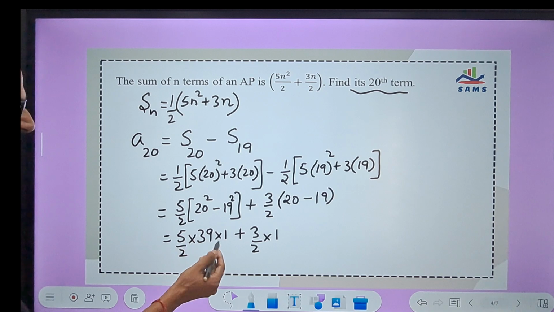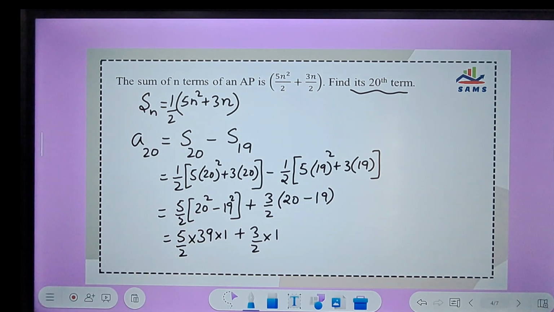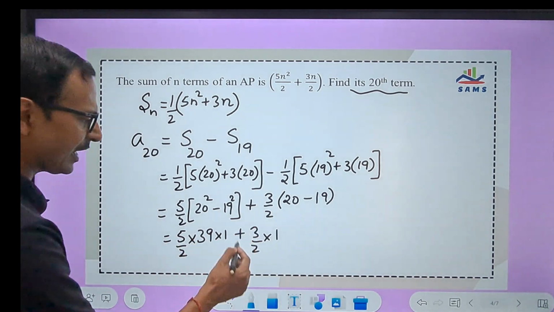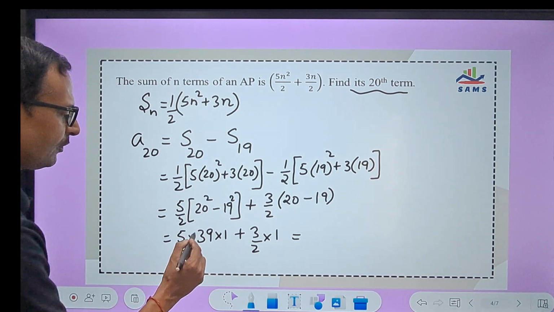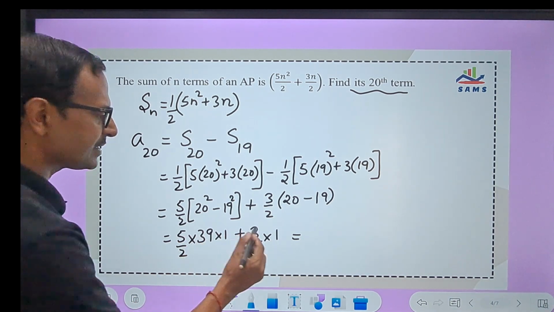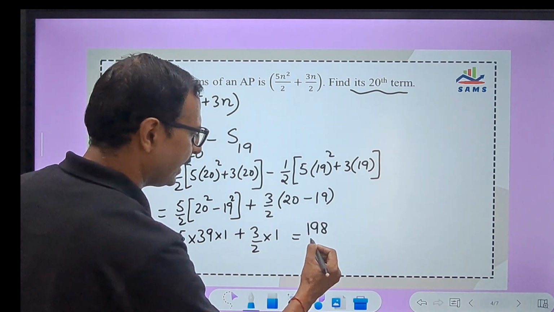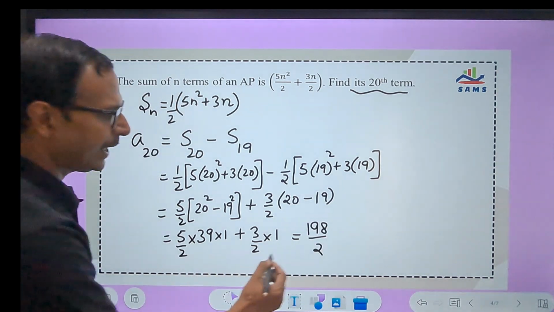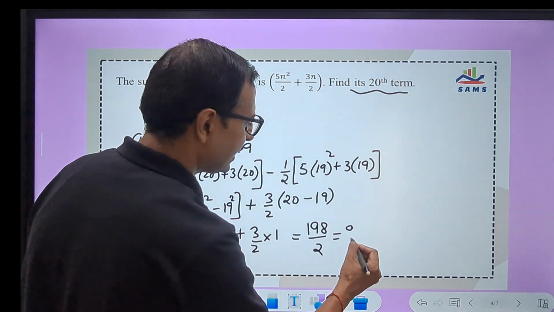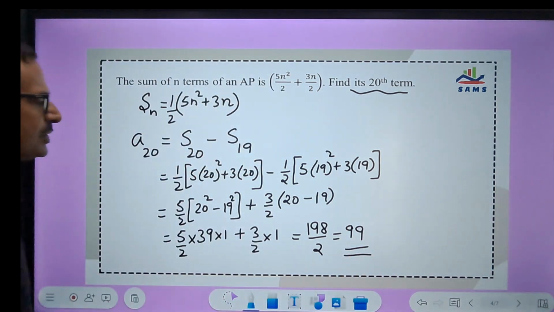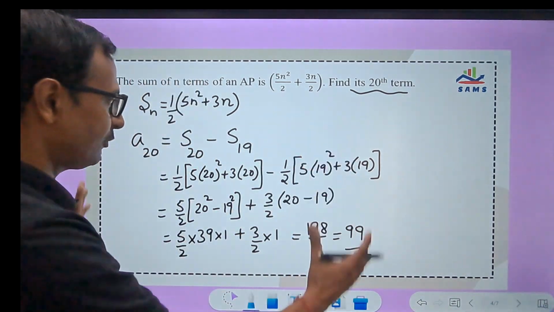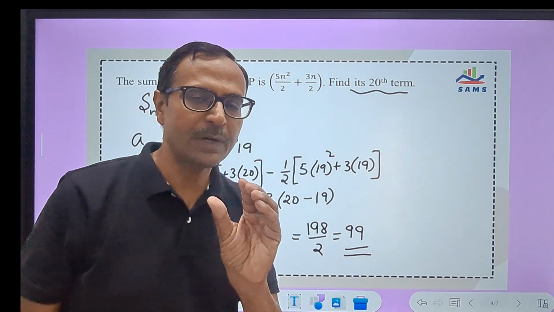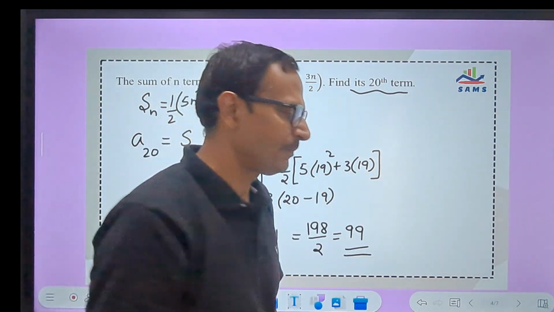So what is this calculation? I think this number is going to be a fraction here and a fraction here. So I can write the numerators. This is 390, so 195 plus 3, 198 by 2. So I have taken the LCM also, and so this gives me 99 as the answer for the question. The term number 20 is 99. Very important for board exams, how to find a particular term when Sn is given to us.